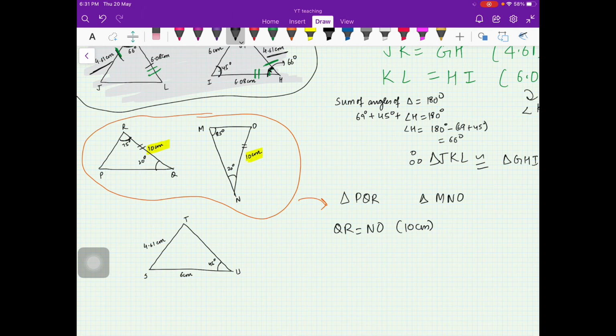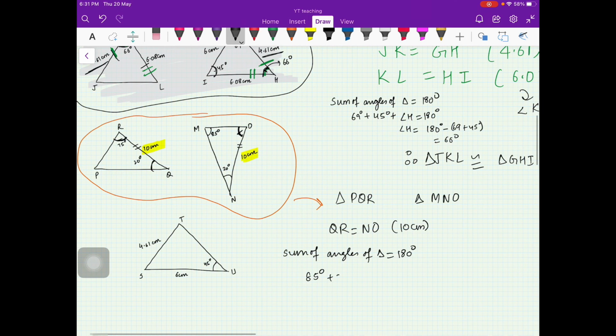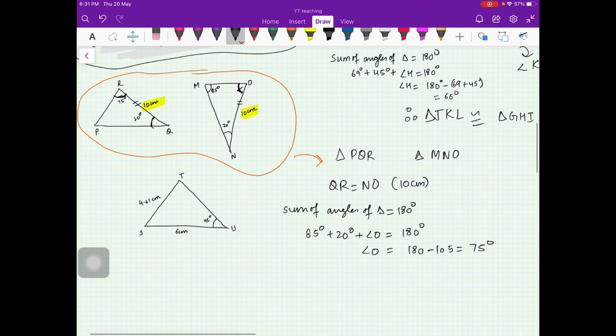Now here two angles are known to me, 75 degrees and 20 degrees. Here this angle O is not known to me. Again I will use that the sum of three angles of a triangle is equal to 180 degrees. So I'll get 85 degrees plus 20 degrees plus angle O is equal to 180 degrees. From here angle O is equal to 180 degrees minus 105, which is 75 degrees. So this angle here is 75 degrees.